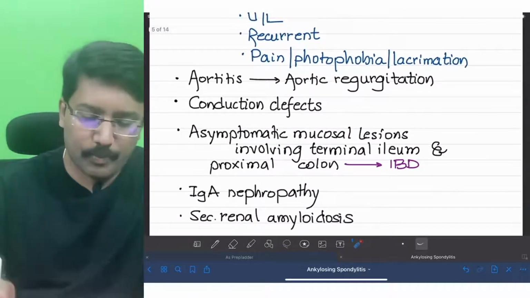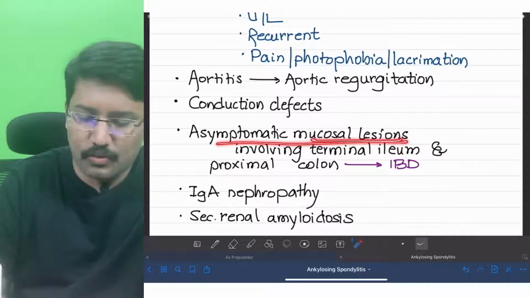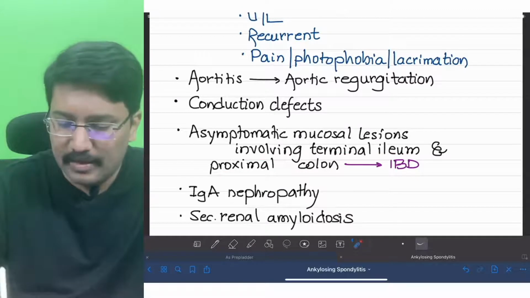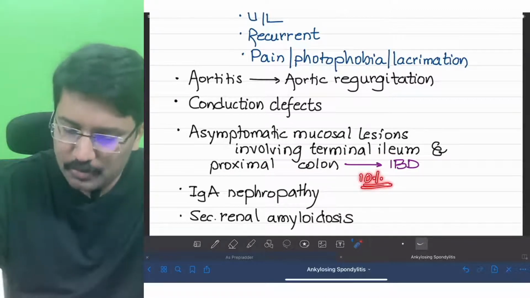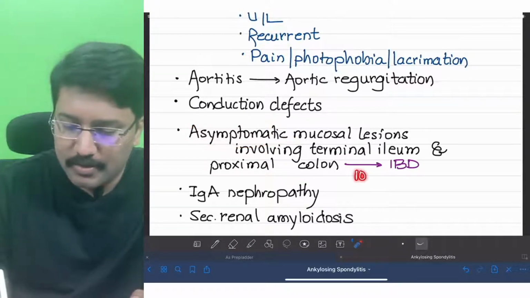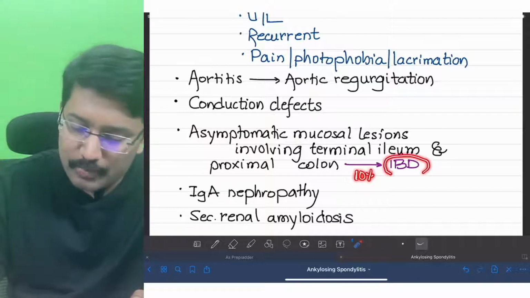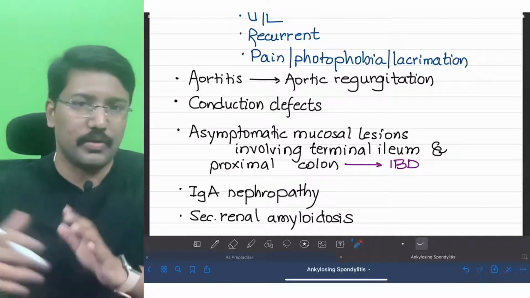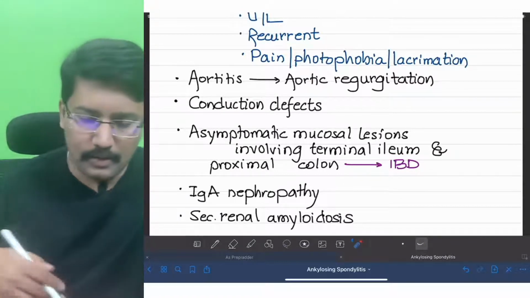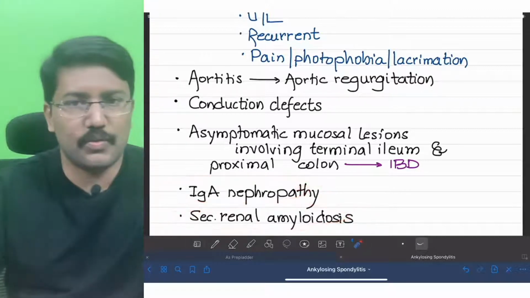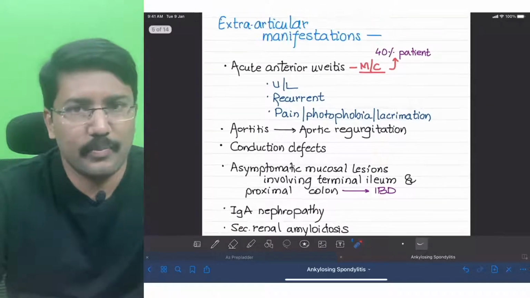Then these patients can develop asymptomatic mucosal lesions. I have already told you about this, involving the terminal ileum and proximal colon. In 10% of these patients, if you do histopathology, pathologists may say that they are having IBD, but they are clinically usually silent, so we don't call them as having IBD. But 10% of these patients go on to develop frank clinical IBD over their lifetime. So there is a high risk of progression to inflammatory bowel disease. Other manifestations include IgA nephropathy and renal amyloidosis. So these are the extra-articular manifestations.